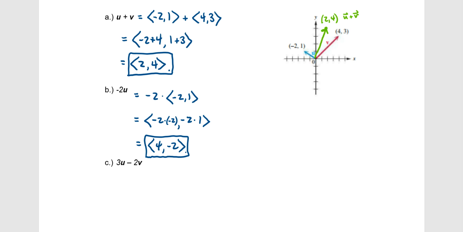So let's go ahead and plot that out to check. So that's 4, -2, that will be down here. And we can see that it is in the opposite direction of u, and it does look like it's about twice the magnitude of it.